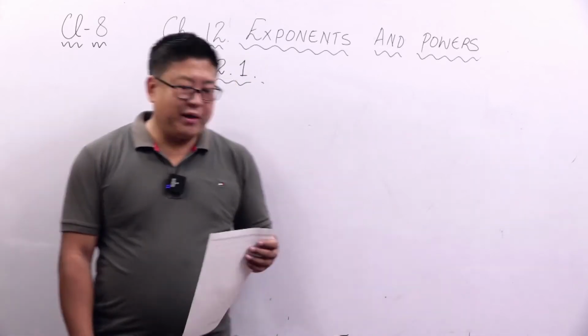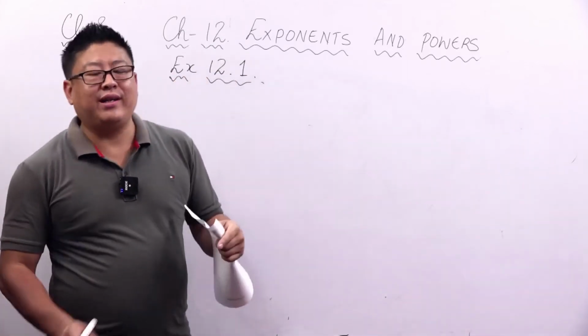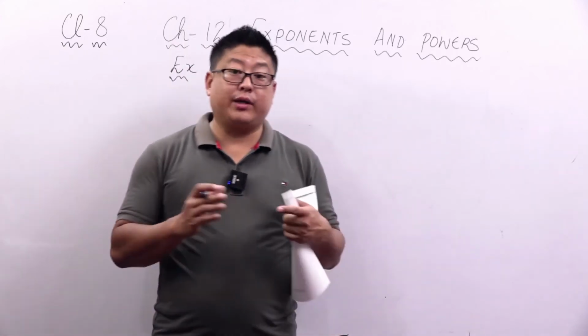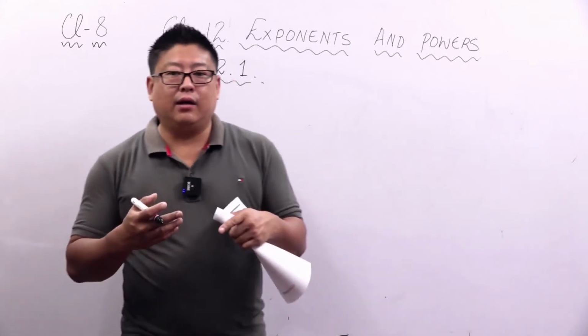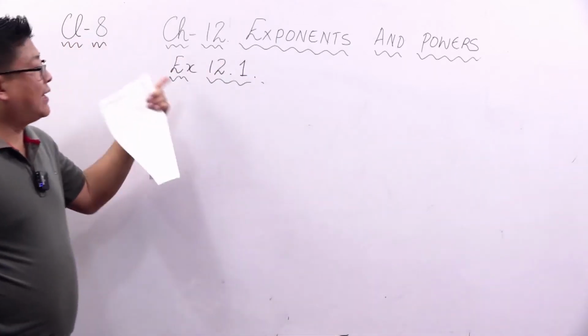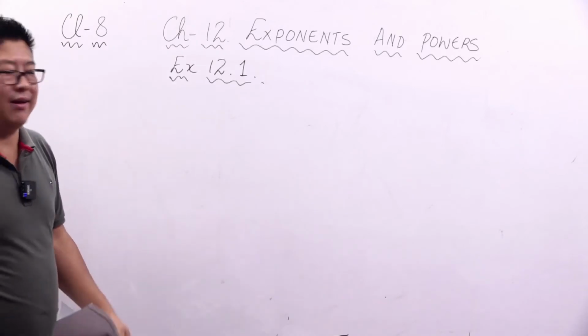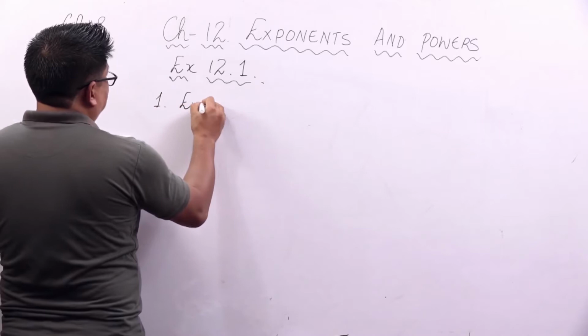We will be continuing with chapter 12, exponents and powers. In the last class we have already learned about the basic concepts, the introduction that is. So we have learned about the different laws and how to write the standard form, right? So we will continue with exercise 12.1 in this class. So let's try to solve the questions given in your textbook.